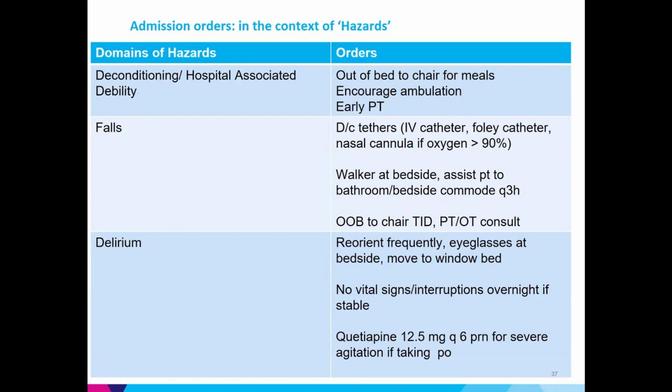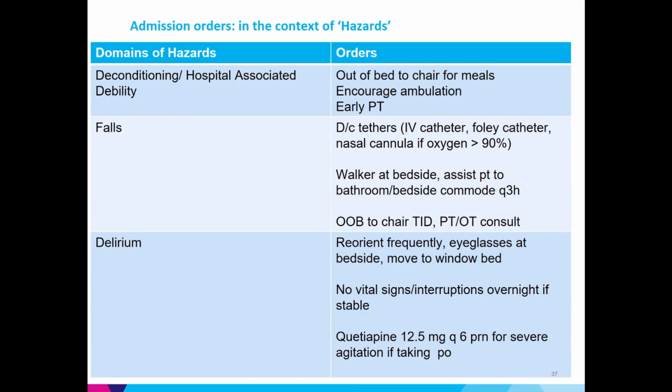On the left, I've listed once again some of those domains and opportunities with just basic medical orders to prevent these hazards from happening. So in terms of his deconditioning and his hospital associated debility, thinking from day one, opportunities in this patient who was previously independent, orders to include him to be out of bed every day, at least 3 times a day for his meals, encourage early ambulation and early evaluation by a physical therapist to ensure that he is not becoming more and more debilitated.